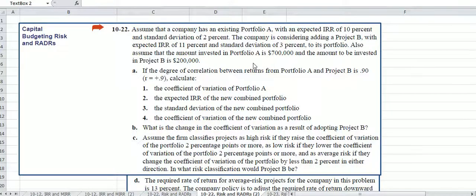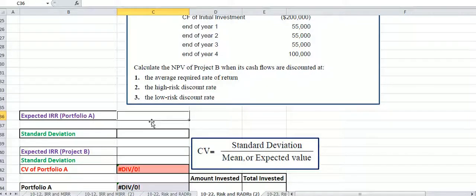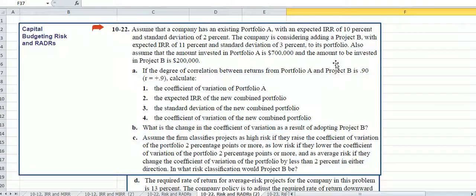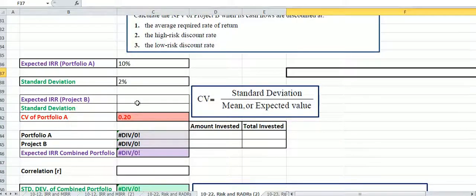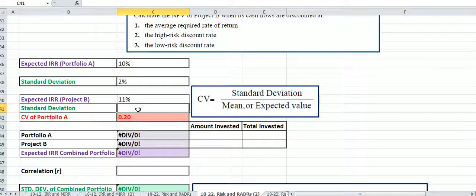Also assume that the amount invested in portfolio A is $700,000 and the amount in portfolio B is $200,000. So let's stop there and put those variables in. Portfolio A has an expected internal rate of return of 10%, and I believe they said a standard deviation of 2%. And project B has an expected IRR of 11 and 3 for standard deviation.